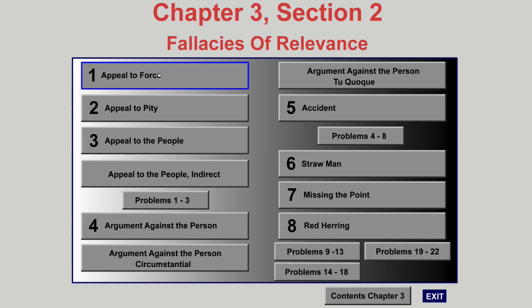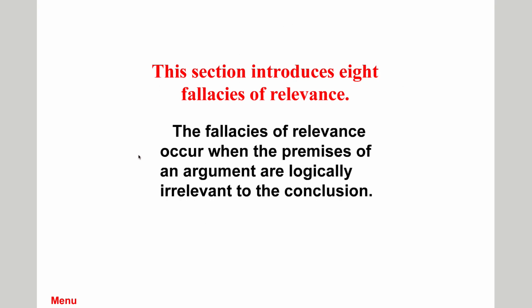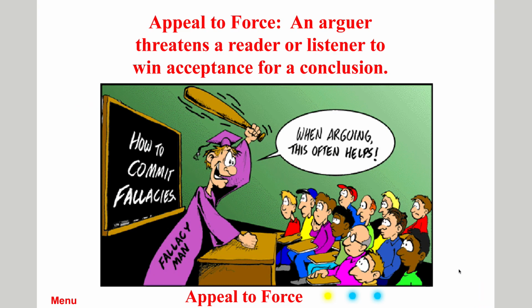So the first one we're going to do is what's called... The fallacies of relevance occur when the premises of an argument are logically irrelevant to the conclusion. Okay? These are some that you see often. The first fallacy in the textbook is the so-called appeal to force. An appeal to force is where the arguer threatens the reader or listener to win acceptance for a conclusion.